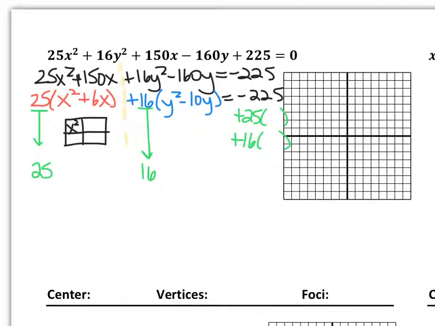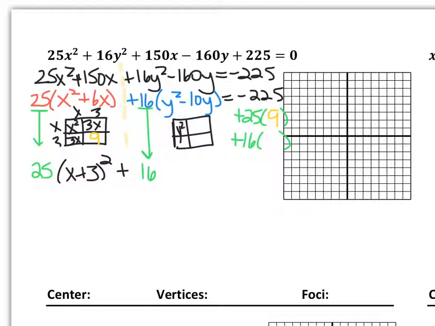Okay, so first term, first box, split in half. So 3x, x, 3, 3. So that's x plus 3 squared. What's in my gaping hole? 9. But I'm not just adding 9, I'm adding 25 times 9, because there's really that 25 in front. Okay. Now we're going to do y. Y squared, -5y, -5y, y, -5, -5. So we have y minus 5 squared. And what goes in my gaping hole there? 25.